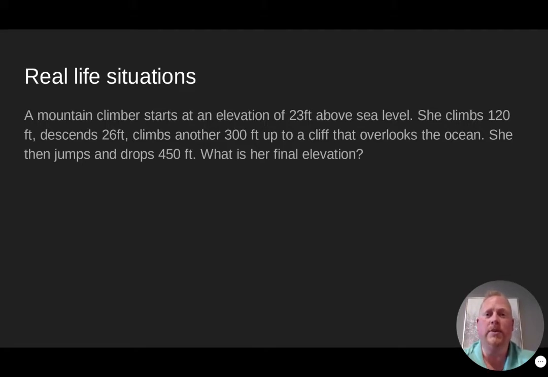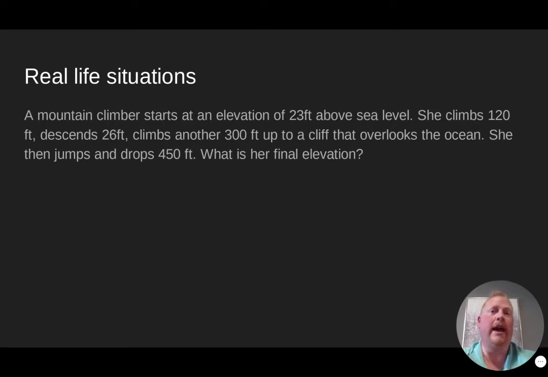So the first thing we do when we see a story problem, you read it. A mountain climber starts at an elevation of 23 feet above sea level. She climbs 120 feet, then descends 26 feet, climbs up another 300 feet up to a cliff that overlooks the ocean. She then jumps and drops 450 feet. What is her final elevation? So step one, you read it. Step two, you ask, what are we trying to find? And that's her final elevation. So after she does all this movement, where does she end up?